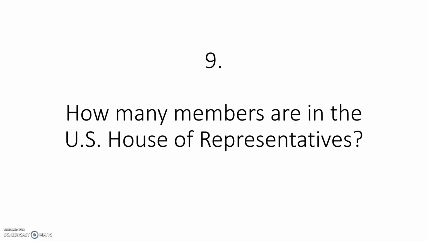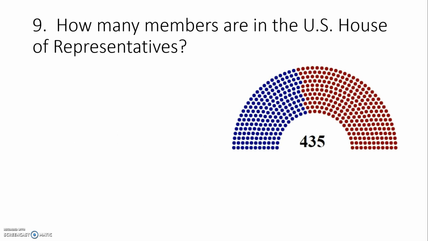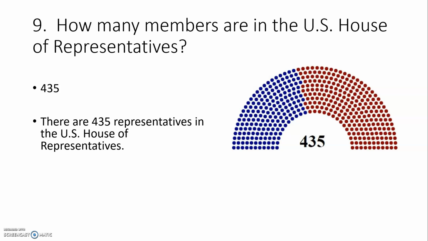Number 9, how many members are in the U.S. House of Representatives? 435. There are 435 representatives in the U.S. House of Representatives. To represent means to make decisions for someone.